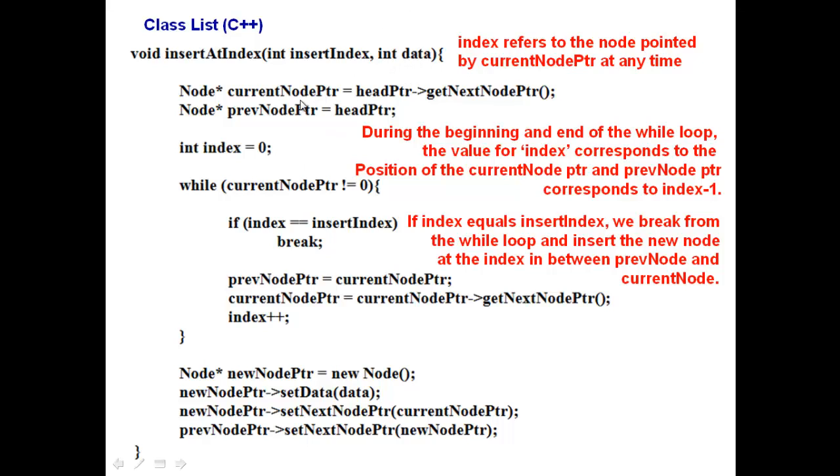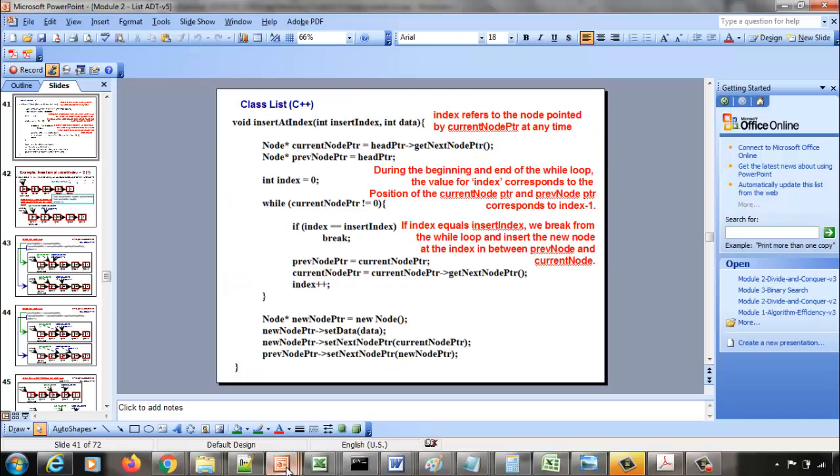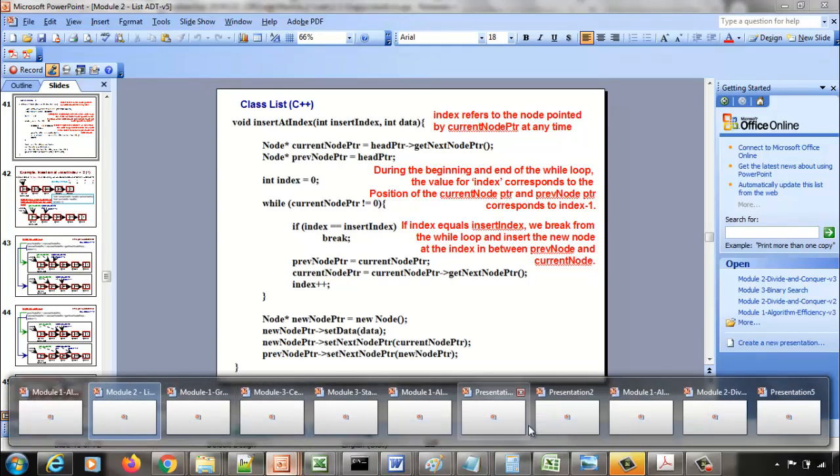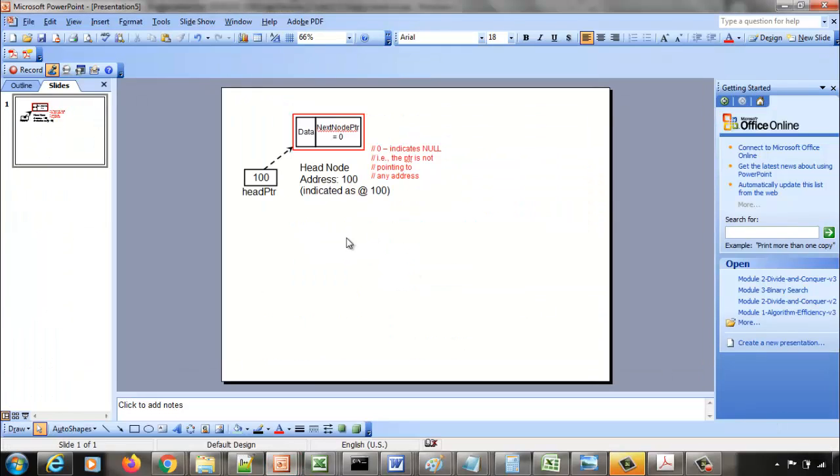So current node pointer is going to store the address of the node next to the head node. So head pointer arrow get next node pointer. Head pointer in our example is storing the address of the head node, so that is 100. Arrow get next node pointer, and that will be 0. So that means for our purpose the current node pointer, which I indicate as CNP, is 0. Okay, so this is the current node pointer.